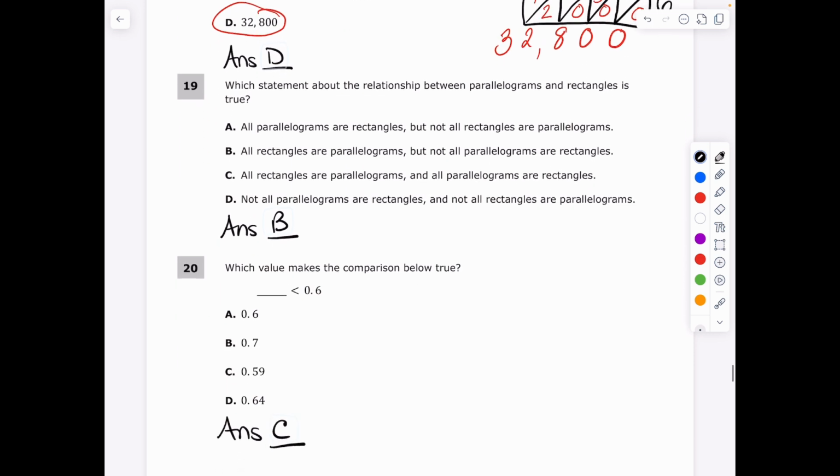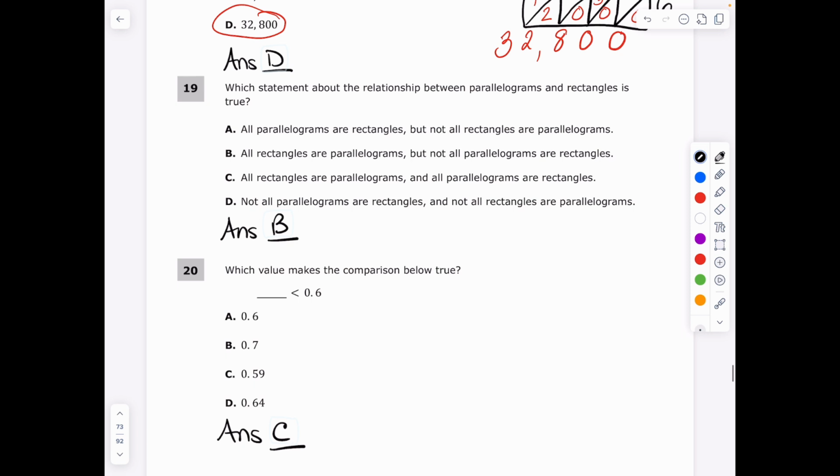Let's look at 19. Which statement about the relationship between parallelograms and rectangles is true? Ooh, okay. So what do we already know about parallelograms and rectangles? So we know parallelograms just mean they have two sets of parallel lines that will never touch. And we know that rectangles have 4 right angles. And we know they're also parallelograms because they have 2 sets of parallel lines.